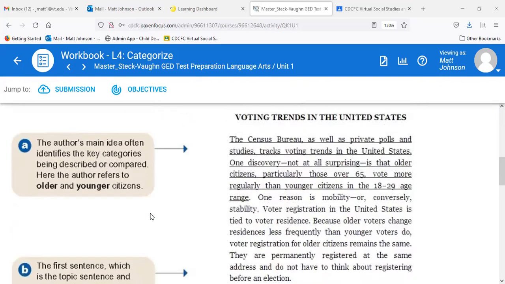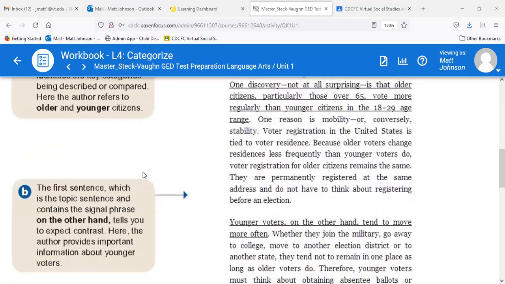And it's advising us with our text box here. The author's main idea often identifies the key categories being described or compared. Here the author refers to older and younger citizens, right? So there's our comparison between two different groups. And secondly, it says the first sentence, which is the topic sentence, contains the signal phrase, on the other hand, which tells you to expect contrast. Here the author provides important information about younger voters.